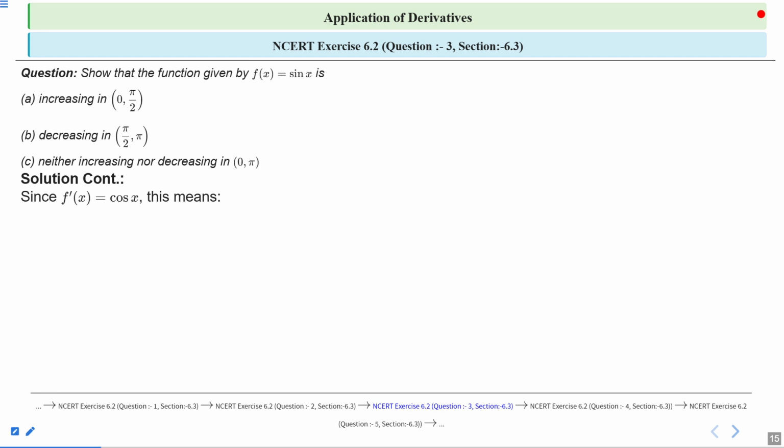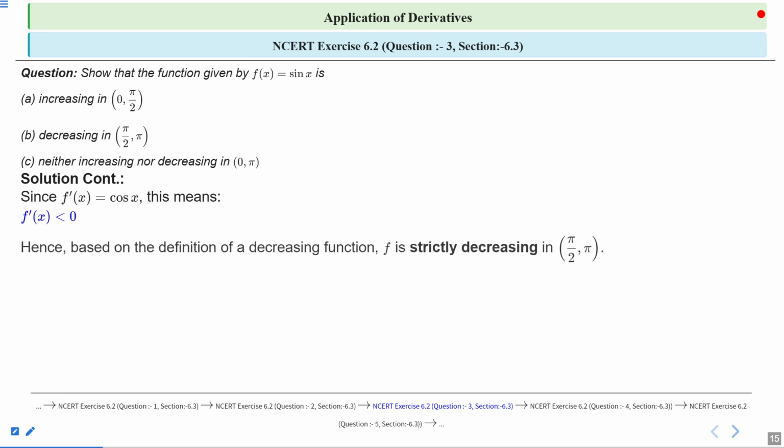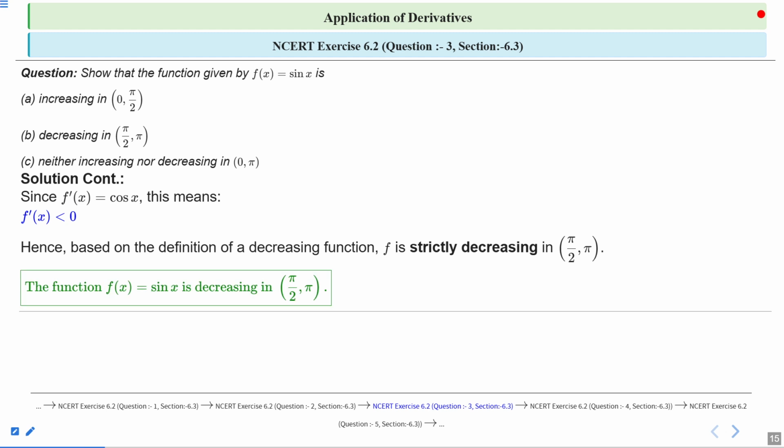Since f dash x is equal to cos x, this means that f dash x is less than 0 in the second quadrant, which is pi by 2 to pi. Hence, based on the definition of a decreasing function, f is strictly decreasing in pi by 2 to pi. Hence, we can say that the function f(x) equal to sin x is decreasing in pi by 2 to pi, right? Let us see part C.